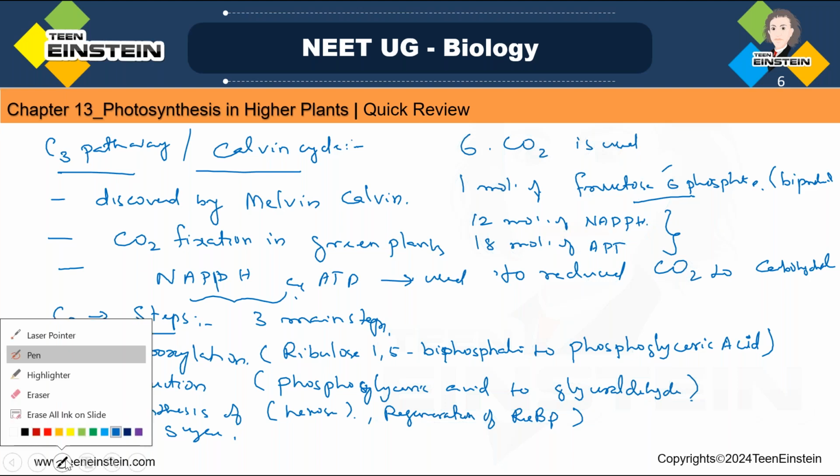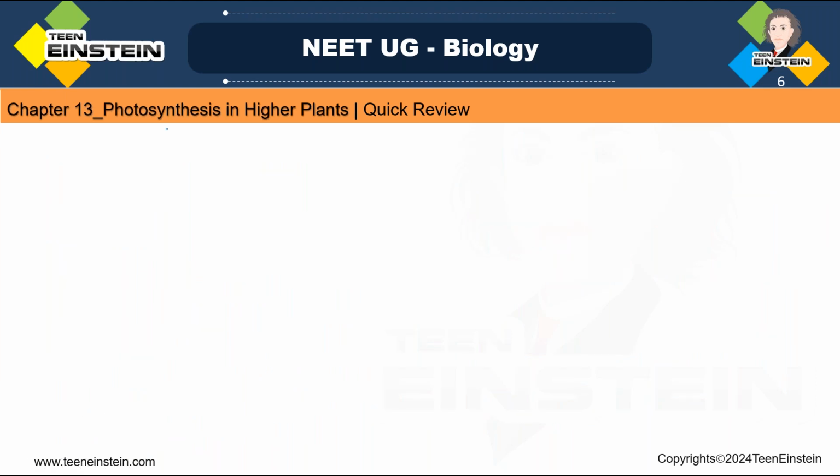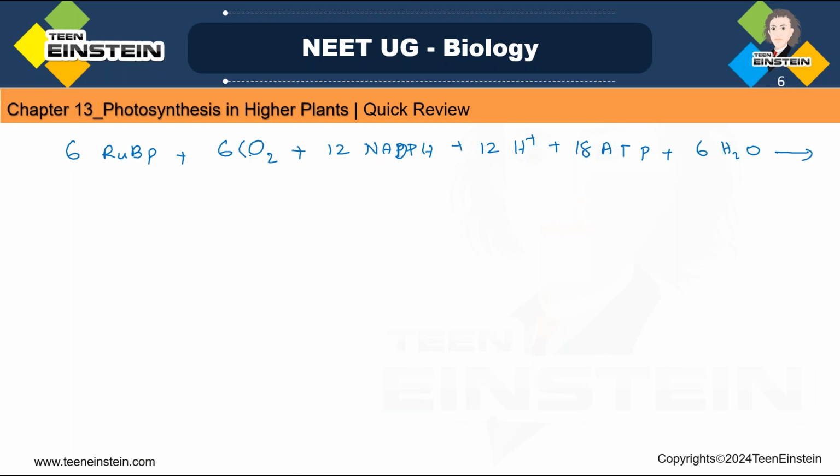So the total reaction, how will we write the total reaction? 6 RUBP plus 6 carbon dioxide. Here we are writing, right? And 12 NADPH plus 12 H plus 18 ATP plus 6 H2O, that gives 6 RUBP. Here regeneration of RUBP we are saying, the third step, regeneration of RUBP.